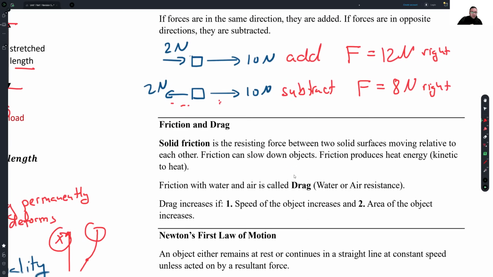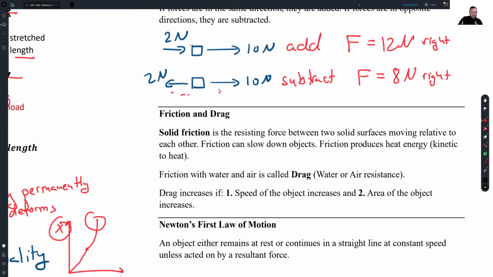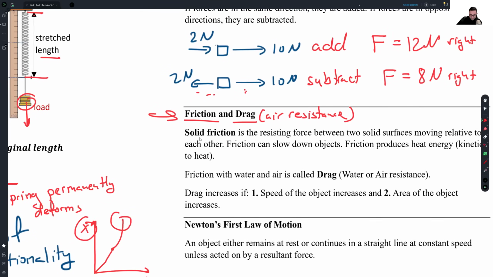Next up. This chapter primarily focuses on Newton's laws of motion. So how do forces affect motion? Before we do, there are some forces that really affect motion, like friction, right? Sometimes we call friction drag or air resistance or water resistance. Doesn't matter. There's always going to be friction. Okay, hold on, I'll go back. What is friction?